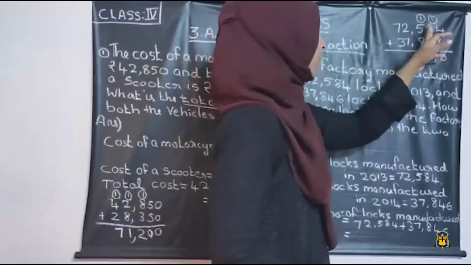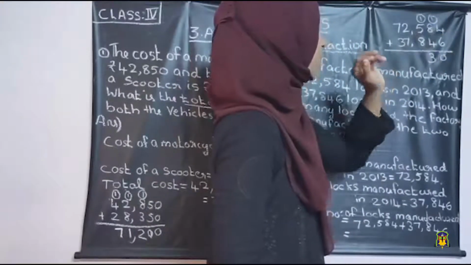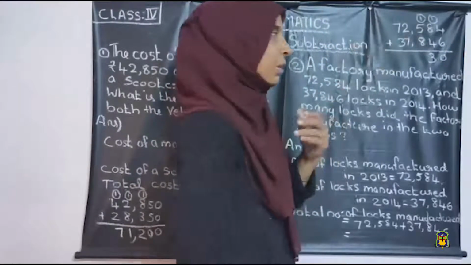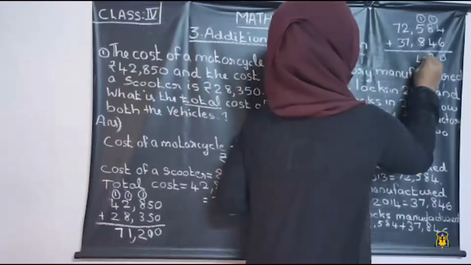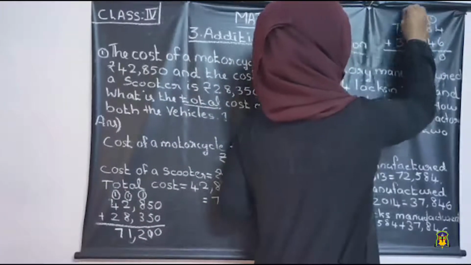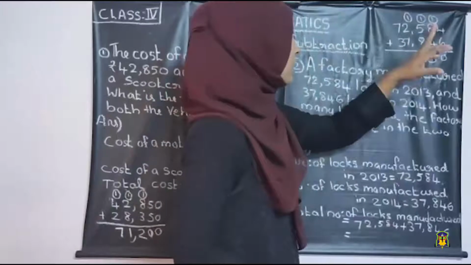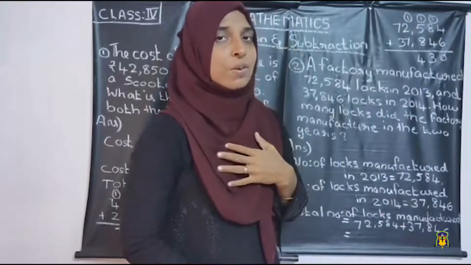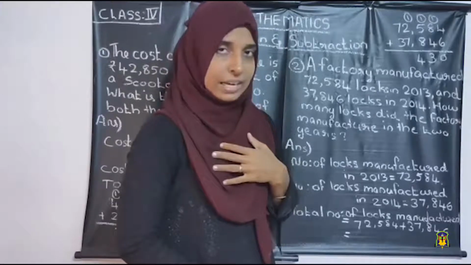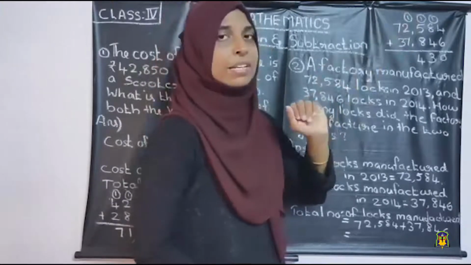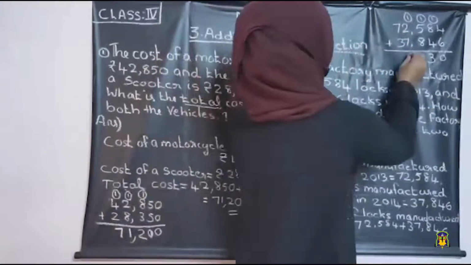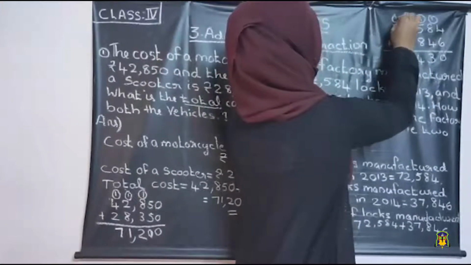Next, what is 5 plus 8, children? It is 13. 13 plus 1, 14. So you want to write 4 here and 1 as carryover. Next, what is 2 plus 7? 2 plus 7 is 9. And 9 plus 1? 10. So we want to write 0 here and 1 as carryover.